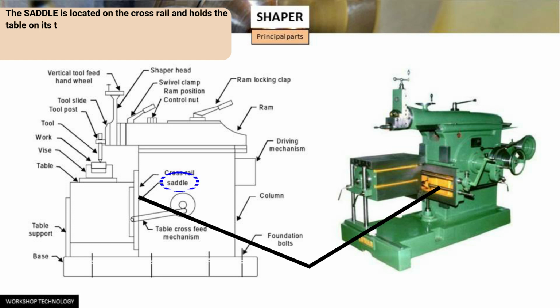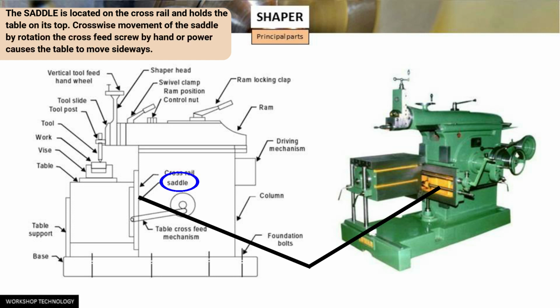Then we have the saddle. The saddle is located on the cross rail and holds the table on its top. Crosswise movement of the saddle by rotating the cross-feed screw by hand or power causes the table to move sideways.